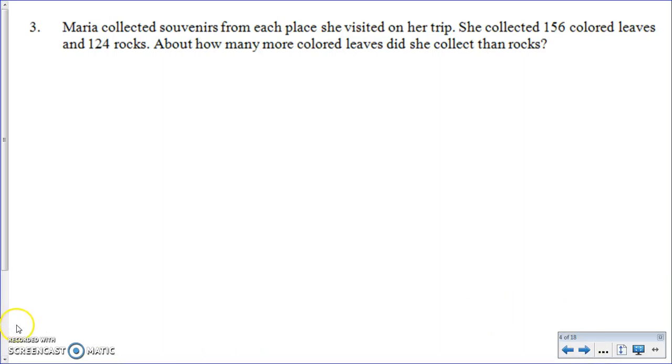Number 3, Maria collected souvenirs from each place she visited on her trip. She collected 156 colored leaves and 124 rocks. About how many more colored leaves did she collect than rocks? So first we need to rephrase it in our own words. We want to know how many more leaves than rocks she got. So now we're going to write down the important information. 156 leaves, 124 rocks.